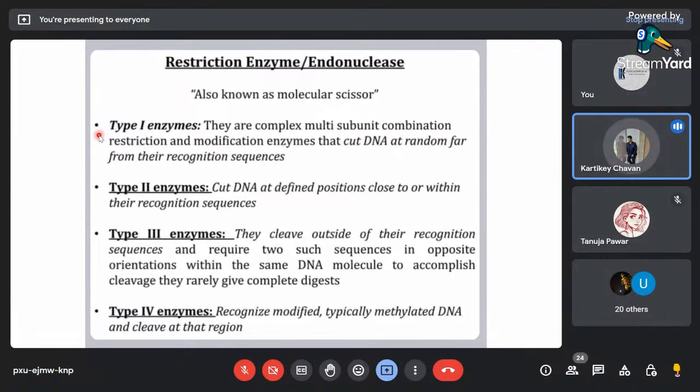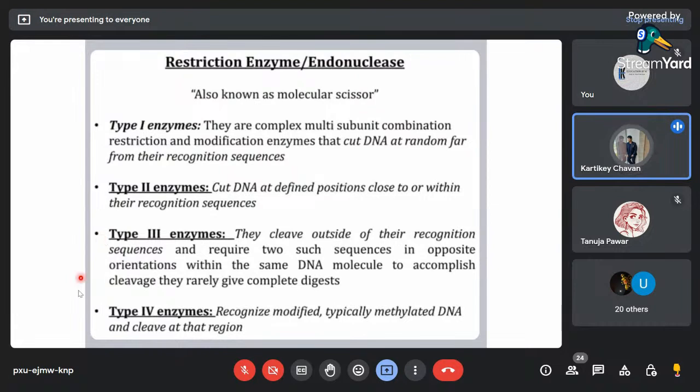The second one is type 2 enzymes. They cut DNA at a defined position close to or within the recognition sequence. The most accurate one is the type 2 restriction enzyme. They cut at a defined position, meaning a specific spot, on or beside the recognition sequence. The third one is type 3 restriction enzymes. They cleave outside of the recognition sequence. They do not cut on or within it. They cut on the outer side of the recognition sequence and require two recognition sequences in opposite orientation within the same DNA molecule to accomplish cleavage. They rarely give complete digestion.